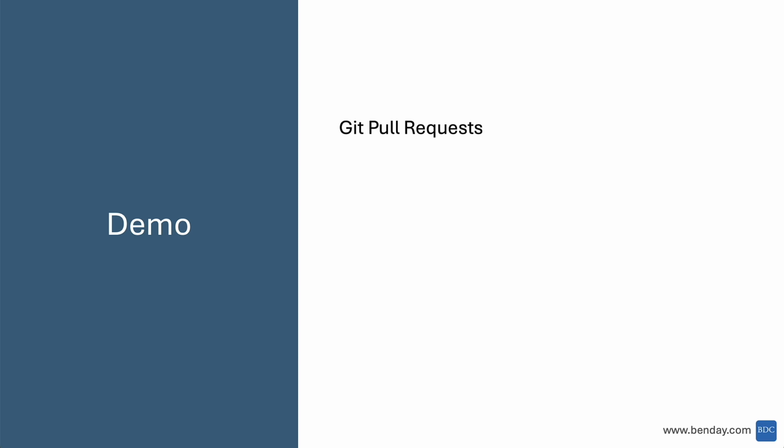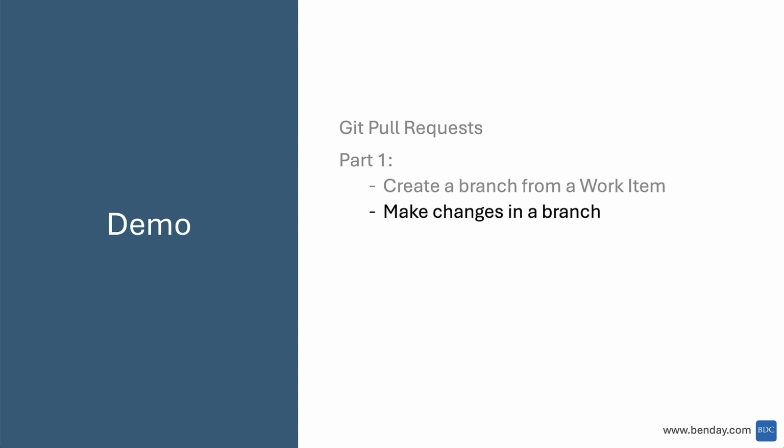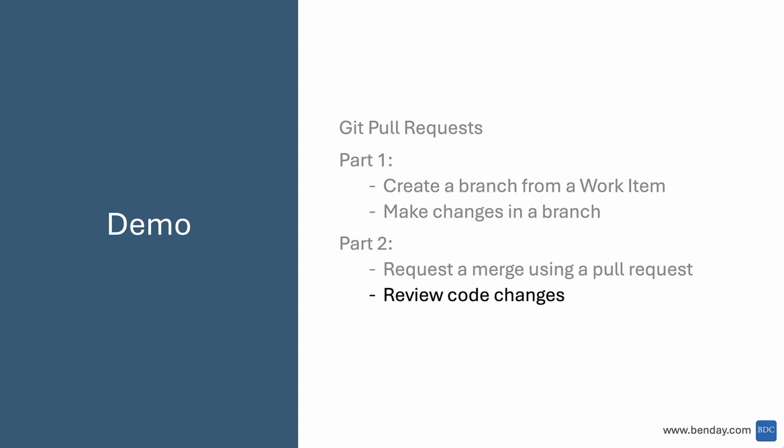And I'm going to do this demo in two parts. Part one, we're going to create the branch from a work item. So we're going to create the branch in the context of a piece of work in our project plan, make the changes in that branch, and then in part two, after we're done making those changes, we're going to request a merge using a pull request. This will kick off the code review process. We'll do some code reviews, we'll do a little bit of back and forth, some changes in that code, and yeah, Git pull requests. So part one, let's start with that branch.